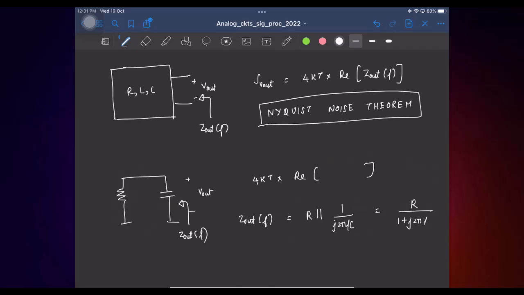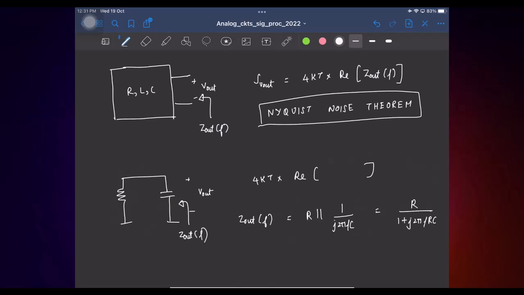Can we write that result as 4kT by real part of Y out, admittance? You have a complex number Z out, which is basically 1 by Y out, but you need to take the conjugate into account. It's an LTI network, so impedance and admittance are inverses of each other. That is true, and from there you can rewrite. But real part of Z out need not equal 1 over real part of Y out. That's the deal. It's a complex number.